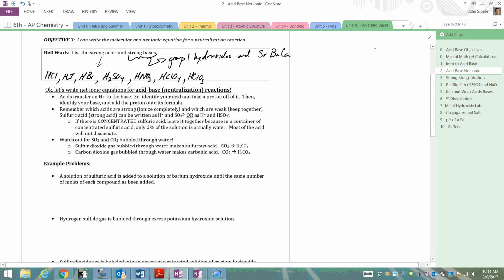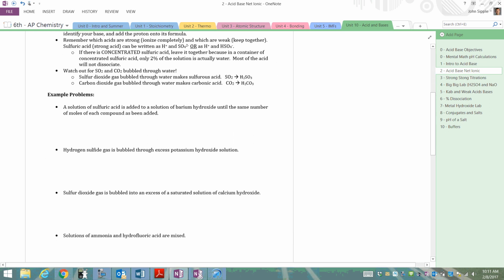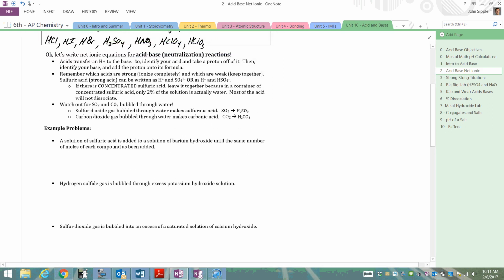Look at the first example here. We've got a solution of sulfuric acid, H2SO4, and we add it to a solution of barium hydroxide, Ba(OH)2.